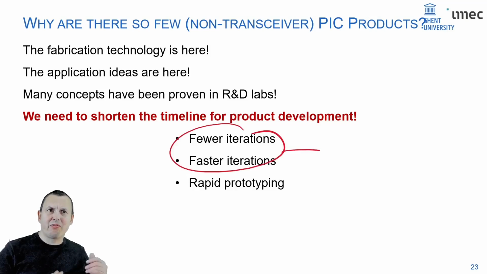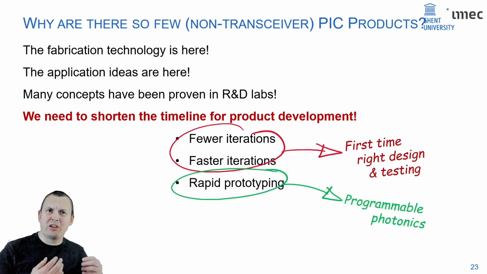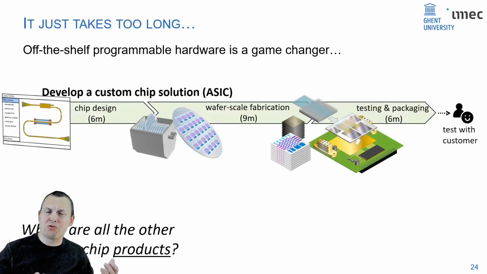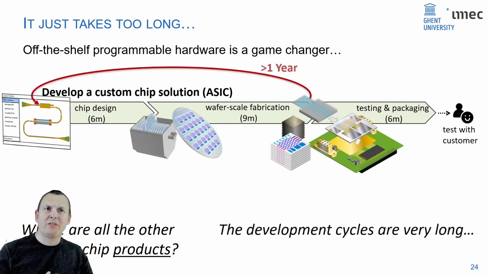So we need more design tools that are better at predicting how photonic circuits work. But we also need rapid prototyping. And that's, after this long introduction, where I come to programmable photonics. If you look at a product development cycle based, for instance, on a custom chip solution, which is what most photonic products consist of today, you have to design a chip, fabricate it, test it, and package it. That takes you more than a year. And if something goes wrong, you have to redevelop it.